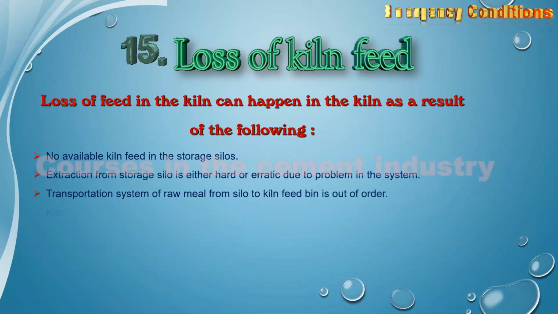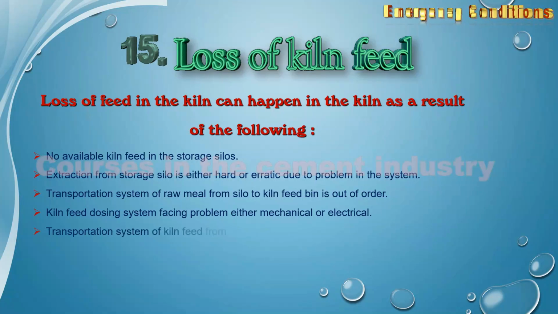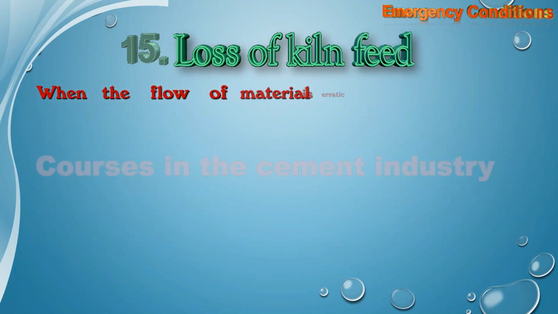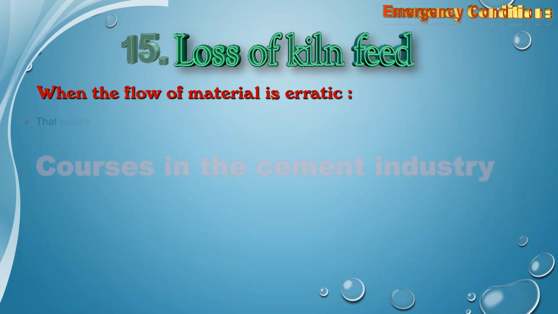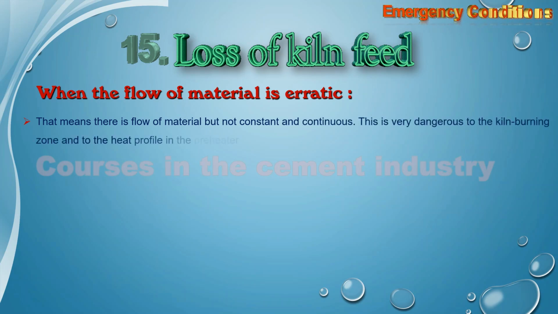4. Kiln feed dosing system facing a problem, either mechanical or electrical. 5. The transportation system of kiln feed, from the dosing system to the preheater top cyclones, is facing a problem. When the flow of material is erratic, that means there is flow of material, but not constant and continuous. This is very dangerous to the kiln burning zone and to the heat profile in the preheater.